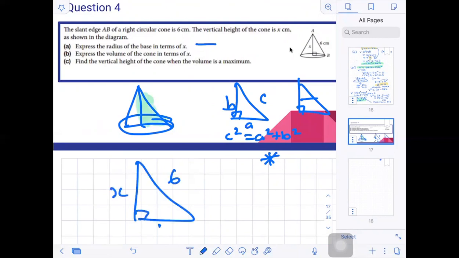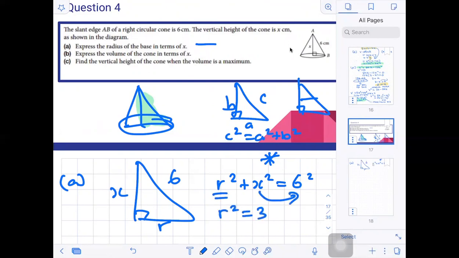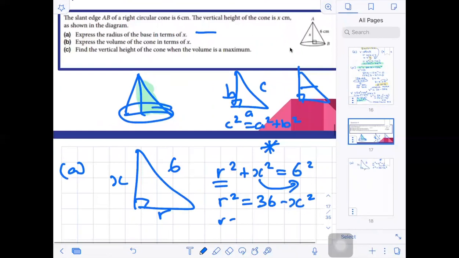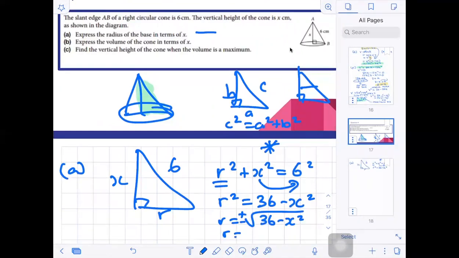This is x, 6, and r. So r squared plus x squared equals 6 squared. That will help form that relationship between your two variables. They want to get r in terms of x. So bring the x to the other side. That'll be 36, because 6 squared, 6 times 6, is 36. r is root of 36 minus x squared. You only have to put the positive because it is a length.